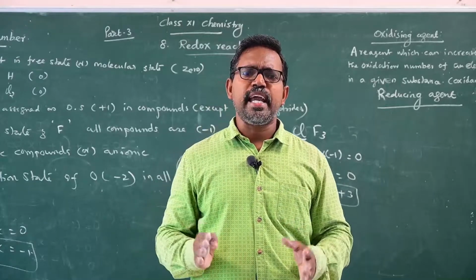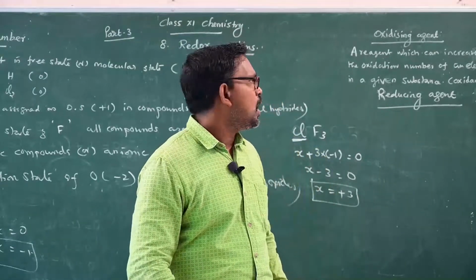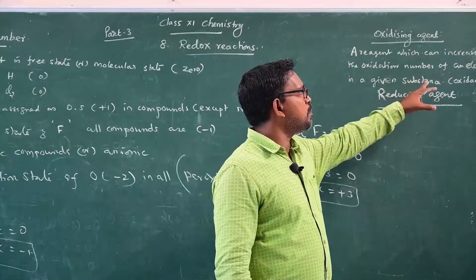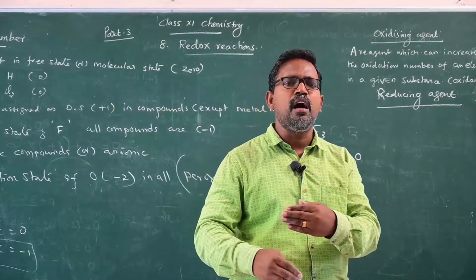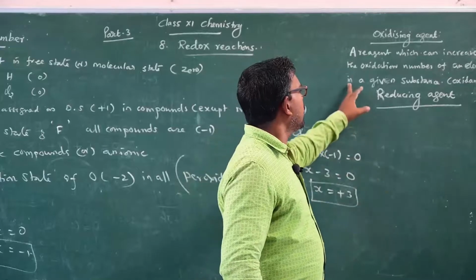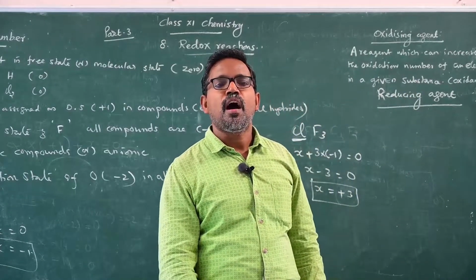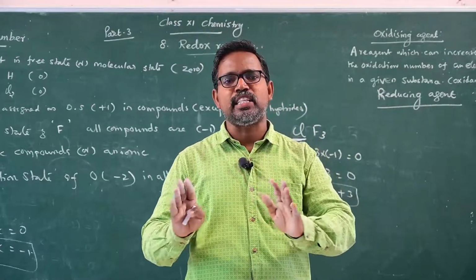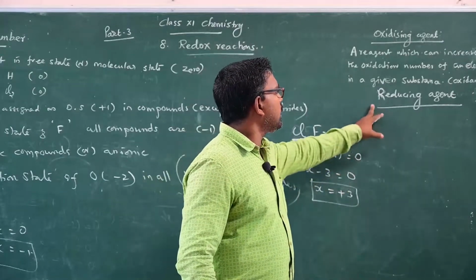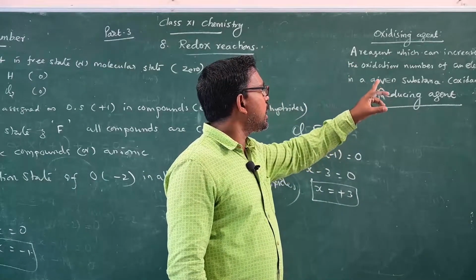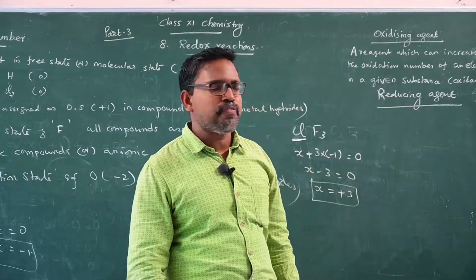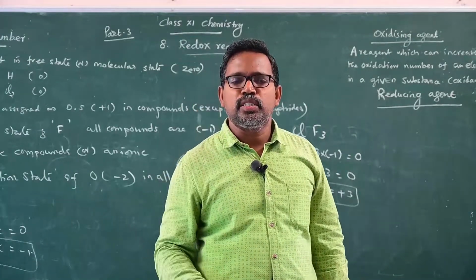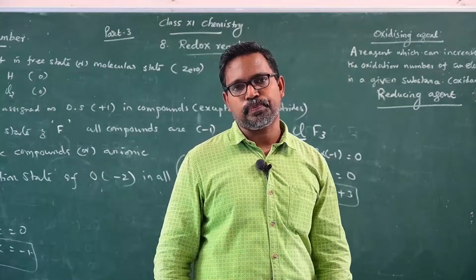And what is an oxidizing agent and what is a reducing agent? An oxidizing agent is a reagent which can increase the oxidation number of an element in a given substance. Oxidizing agents are otherwise known as oxidants. What is a reducing agent? A reagent which can decrease the oxidation number of the element in a given substance is called a reducing agent. Reducing agents are otherwise known as reductants.